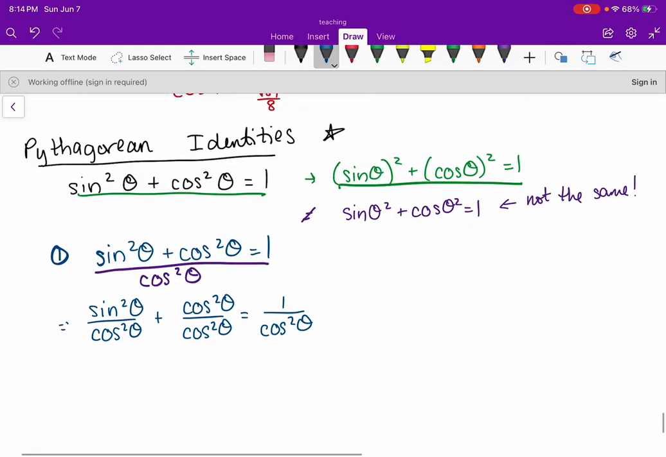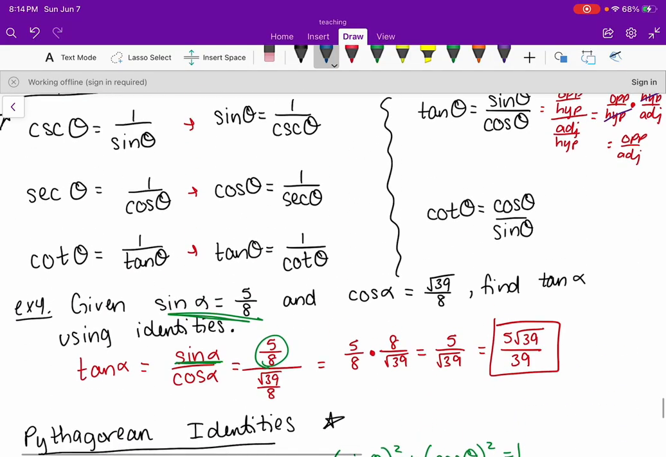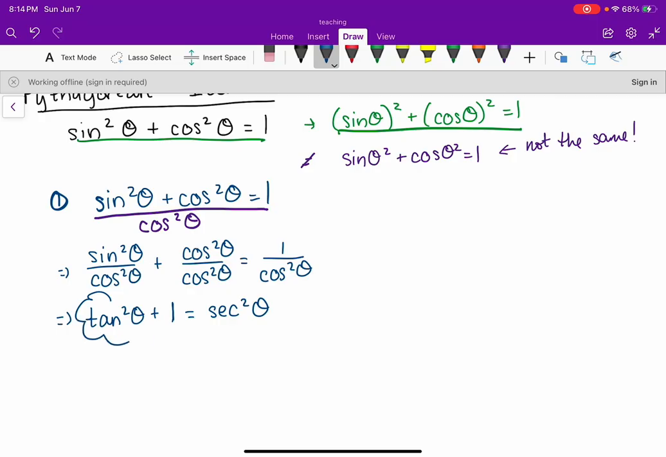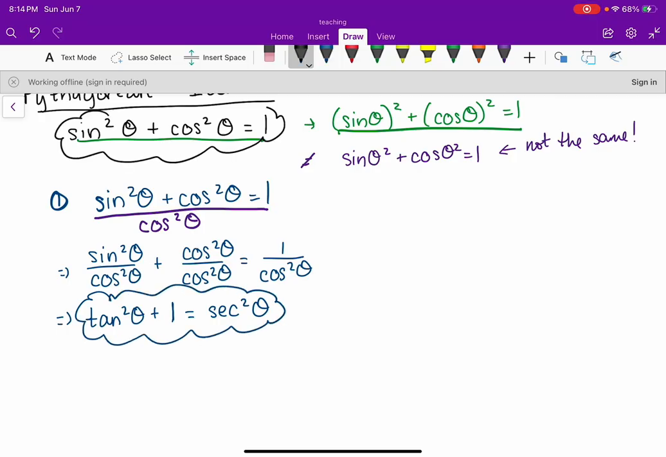Simplify this further. Sine over cosine would be tangent, and it's squared, so this becomes tangent squared. Anything over itself is 1, and 1 over cosine is secant, using these reciprocal identities up here, and it would be squared. This is a new identity. It just comes from sine squared plus cosine squared equals 1, but now this one's tangent squared plus 1 equals secant squared.